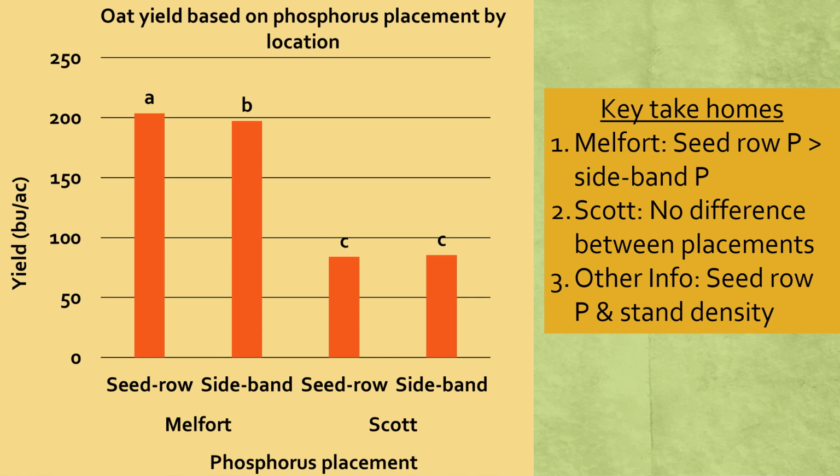And as far as placement goes, there were only significant differences in yield based on phosphorus placement at Melfort, where seed row phosphate out-yielded side-banded phosphorus. And just something to keep in mind is that we did keep our rates of phosphorus at less than the current seed-safe rate of 50 pounds of P2O5 per acre for cereal crops.